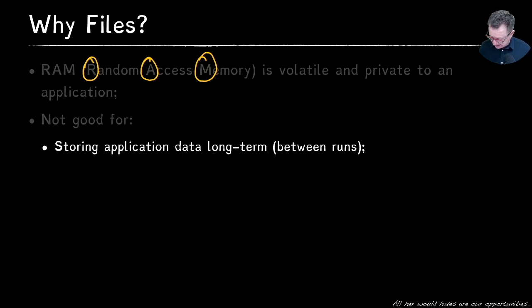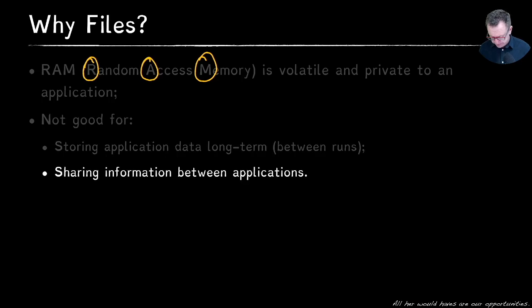All right? Now, why is that the case? Well, it's also not good for sharing information between applications. Now, why are these two things? Because as we said back here, they're private to an application. What happens is when we quit the application, anything from the application that was in random access memory is gone. So the data is gone. Hence, we need to have files.